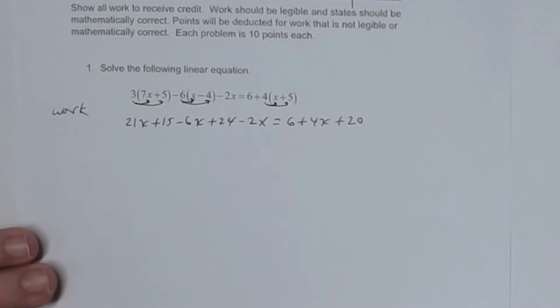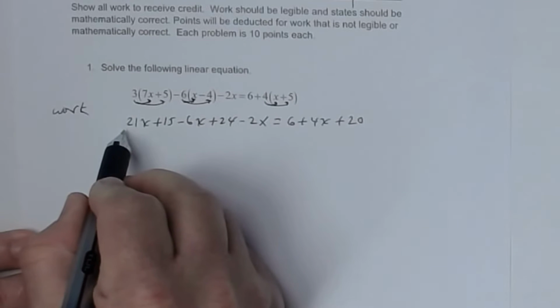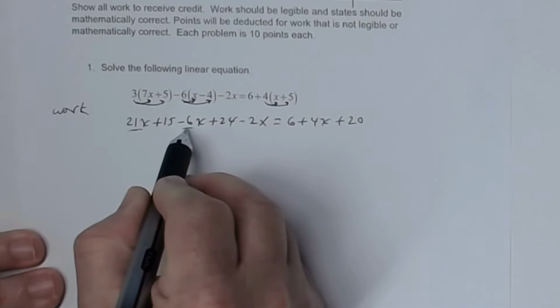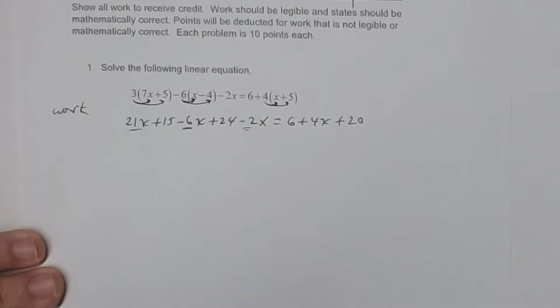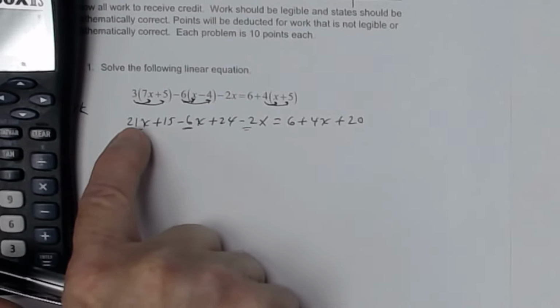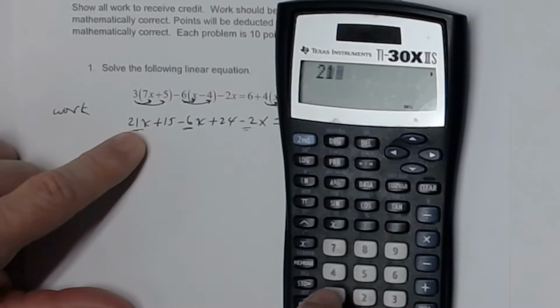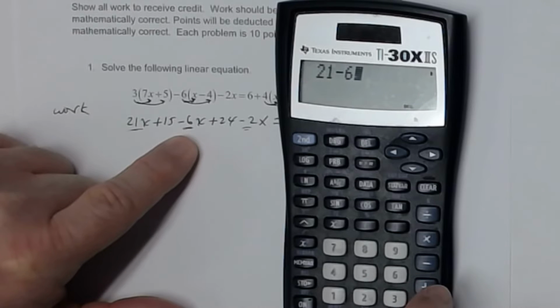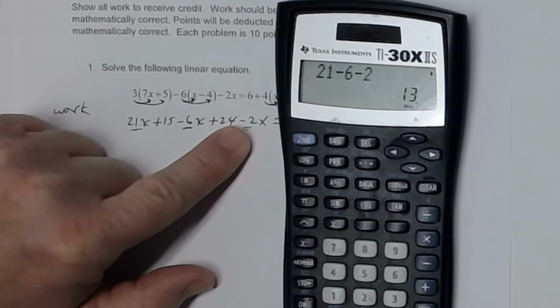Okay, at this point, we're going to go ahead and combine like terms on each side. So notice I have a positive 21x and a negative 6x and a negative 2x. So if you need to use your calculator to combine those three terms, then you need to make sure you do so you don't make an error. So basically, you're going to say this coefficient here is a positive 21. You're going to subtract 6, right? And then you're also going to subtract 2. So minus 2. And so we get 13.